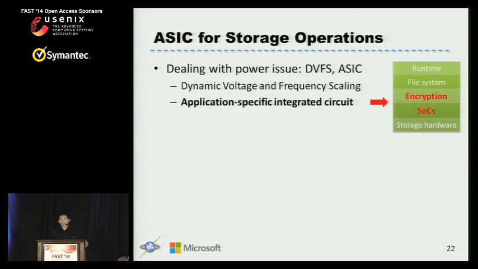But we are more interested in the ASIC, the application-specific integrated circuit. Instead of building general purpose components, we can also choose to build application-specific components. And because we are not building general purpose things anymore, we can take advantage of application-specific optimizations in terms of both performance and energy consumption.